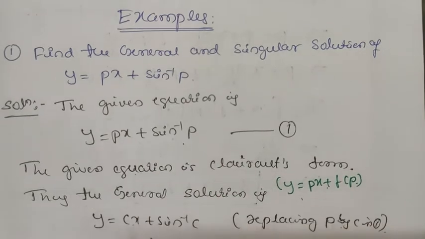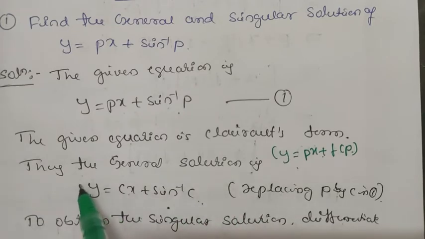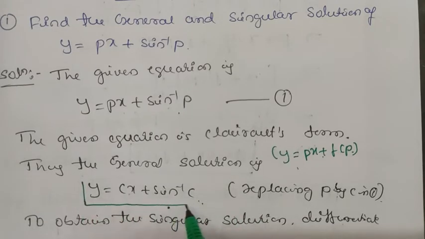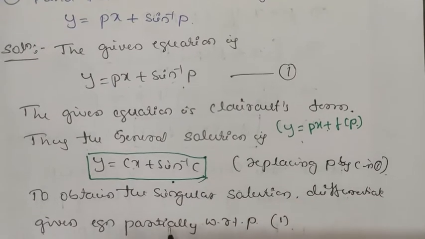So now the general solution is obtained by just replacing p by c in the given equation. So that is y equals cx plus sine inverse c, which is the required general solution. And similarly, this is the general solution. It's very easy to get the general solution. What you have to do is you just replace p by c in the given equation.